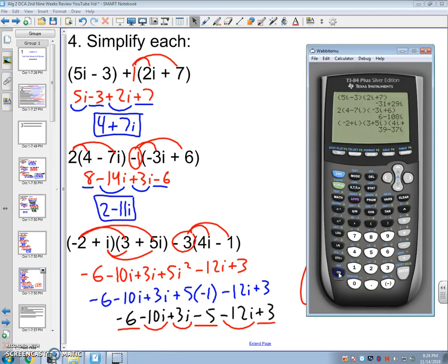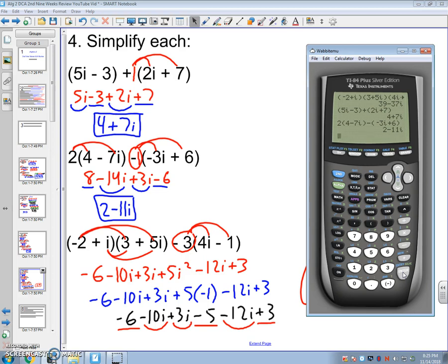So if I type it in, first one, parentheses 5i minus 3 plus parentheses 2i plus 7. It is 4 plus 7i, which is what we have. Try the second one, 2 parentheses 4 minus 7i minus parentheses -3i plus 6 gives me 2 minus 11i, which is what we have.